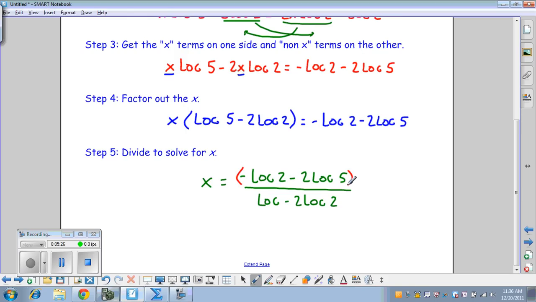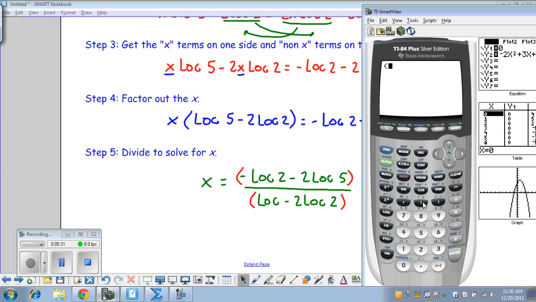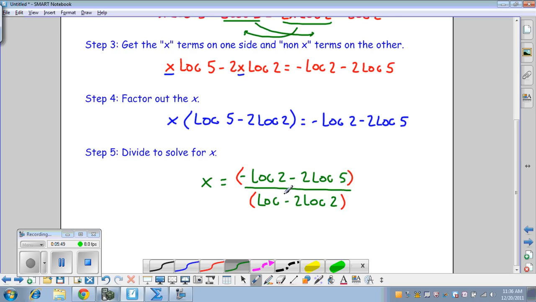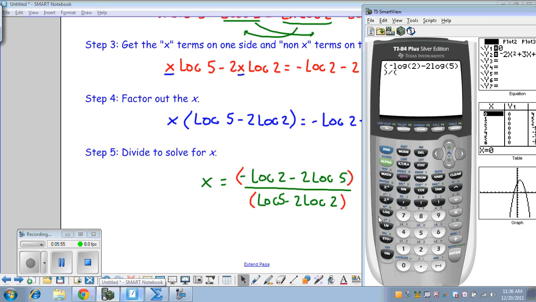So we are going to use the calculator to do this. I'm going to bring the calculator into view here, and let's see what we end up with. One thing I want to make sure I do when I'm putting it in the calculator is have parentheses around the whole top and around the whole denominator. If I don't, I'm going to get the wrong answer here. So I'm going to have negative log 2 minus 2 log 5, double parenthesis to close that out.